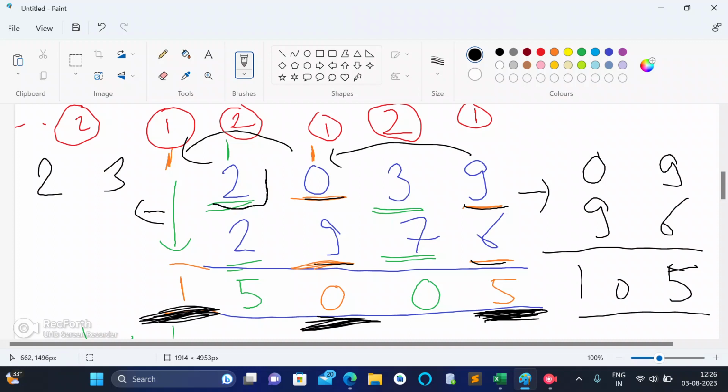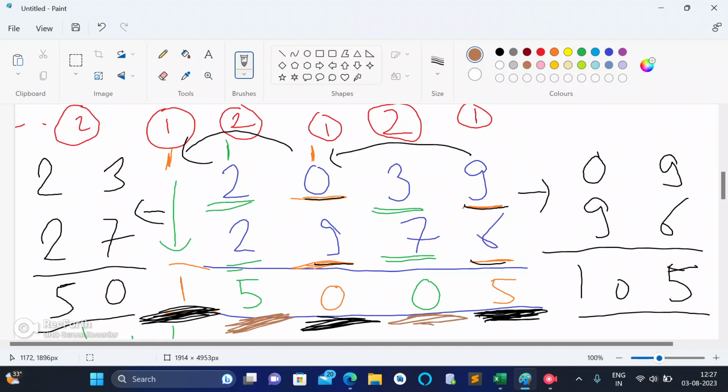Now let's see the even section. 23, this is 2 and this is 3, and 27, this is 2 and this is 7. Now let's find the sums. 7 plus 3 is 10, 2 plus 2 is 4, and 1 makes 5. This comes out to be 50, and we can see that this value is also 50.